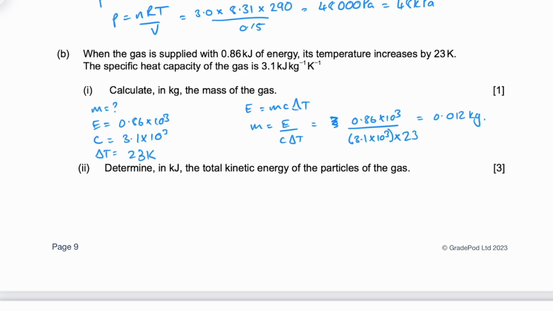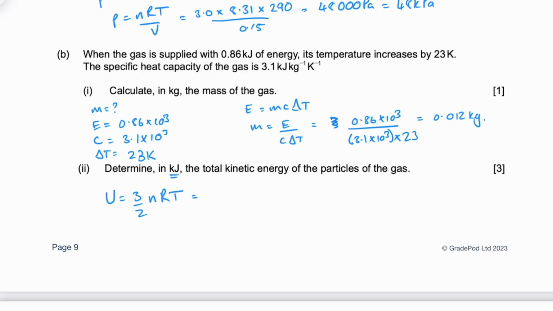B2. Determine in kilojoules the total energy of the particles of the gas. Well, this is an ideal gas, and if you head to your data booklet, you'll see that the internal energy of an ideal gas is 3 over 2 nRT. n is the number of moles, R is the ideal gas constant, and T is the temperature.